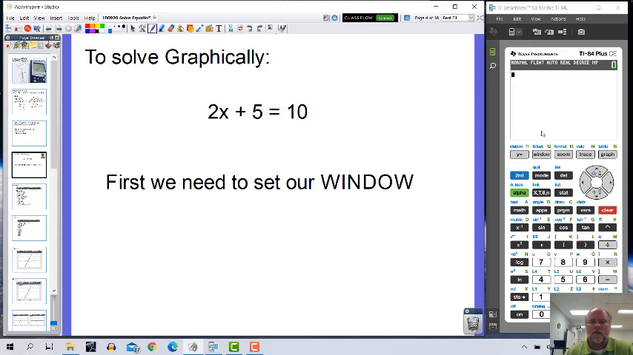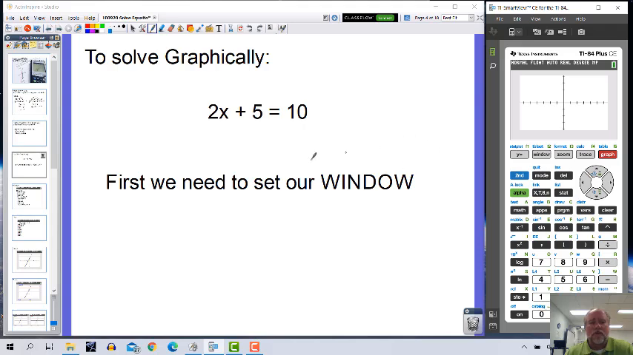Okay, so the first thing that we have to do is set our window. Our window is this square area right here. If I were to press the graph button, this is what we call our window. It's basically setting up our x and our y axis.